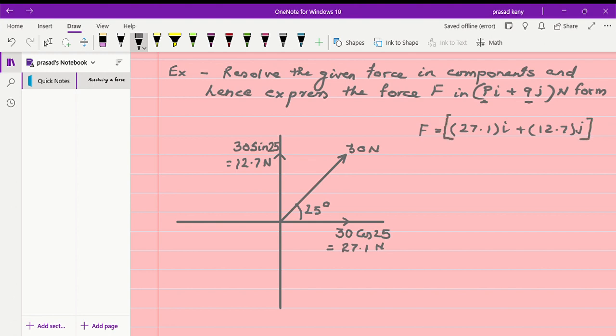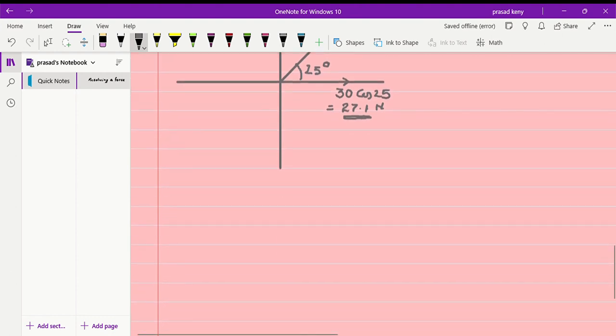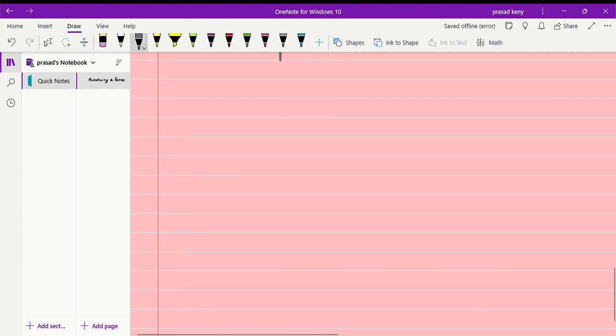Since you know that I is the unit vector in x direction, so whatever is the x component multiplied by I plus whatever is the y component multiplied by j. That is how you can express in Pi plus Qj form. Let us take one more problem here.